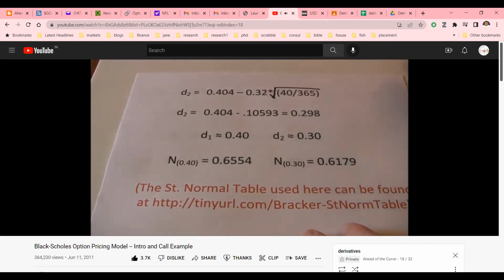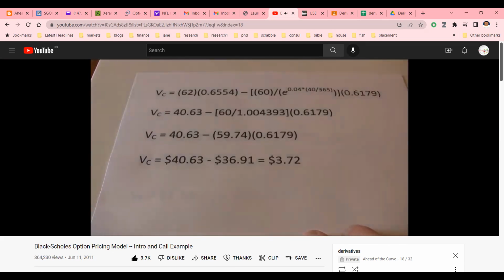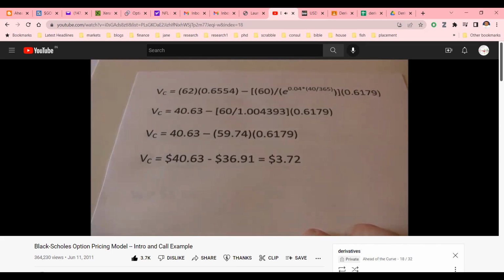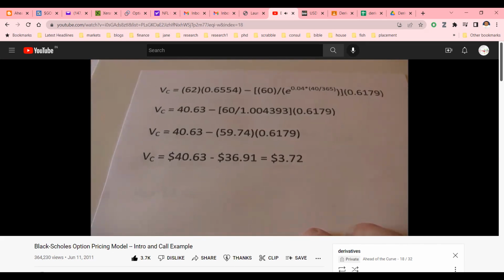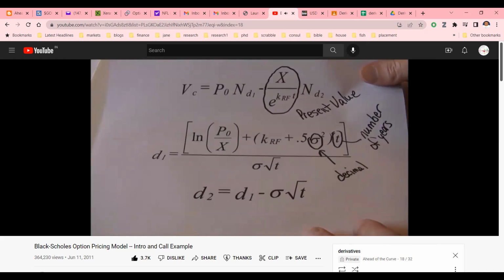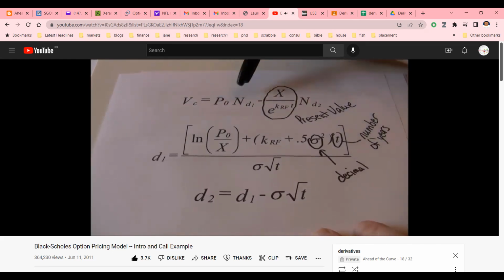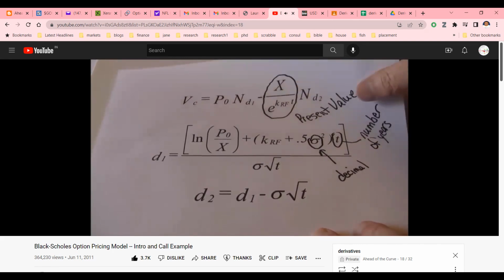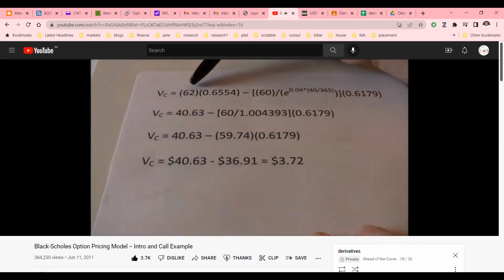Once we have those, now we can go back to the value of the call formula. If you remember when we introduced the formulas, we said that the value of the call, let me just find that formula here real quick. The value of the call was equal to P0 times ND1, which we've now looked up, minus the present value of the exercise price times ND2. So we set those in: P0 times our ND1, and the present value of the exercise price is 60.